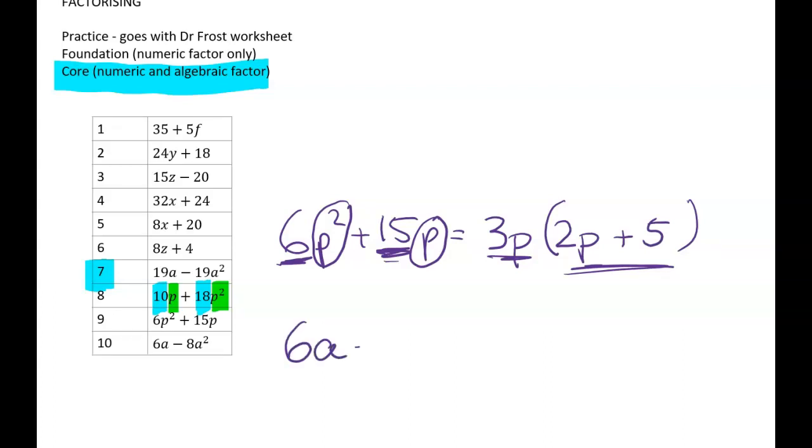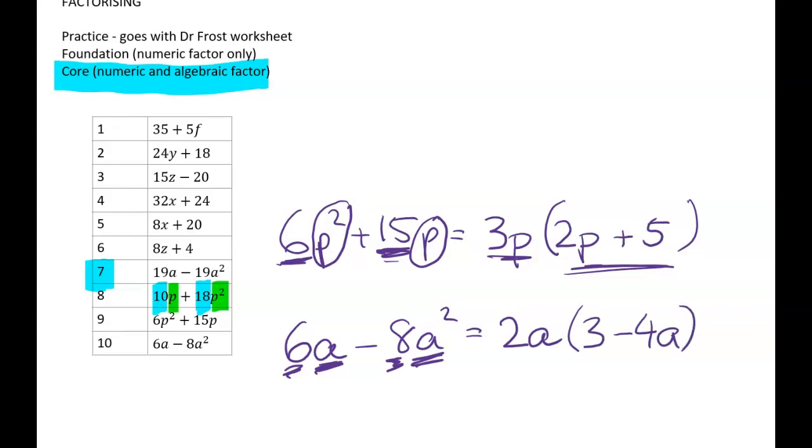Lastly, another one with a subtraction sign, 6a minus 8a squared. Look at your numbers first. The highest common factor is 2. Now we look at the variable a. We've got a and we've got a squared. Highest common factor is just a. We're going to have 3 minus 4a.